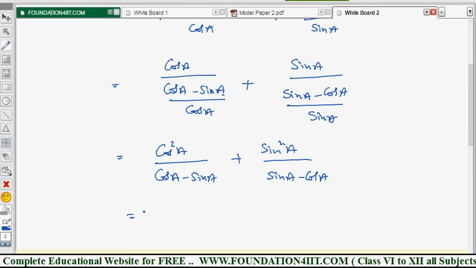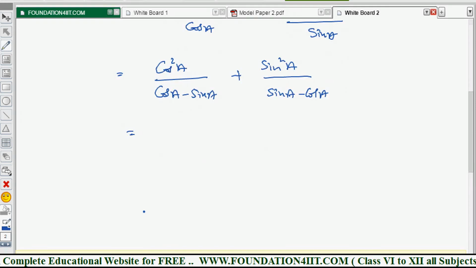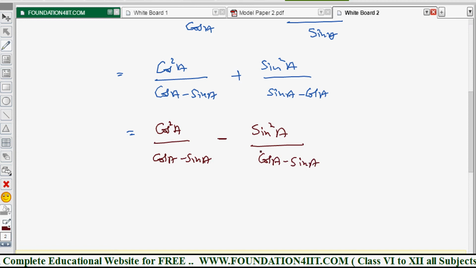So the denominators are not the same. If you observe, cos A minus sin A, same cos A minus sin A, if you want you can change the sign. Then we can write cos square A by cos A minus sin A. If I keep a minus sign, then sin A minus cos A becomes cos A minus sin A. Okay, just minus common from the denominator. Now denominators are same, so cos A minus sin A. Then you can add, subtract both. That is cos square A minus sin square A.